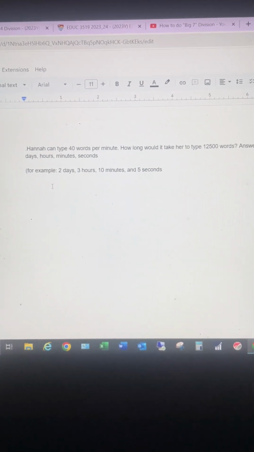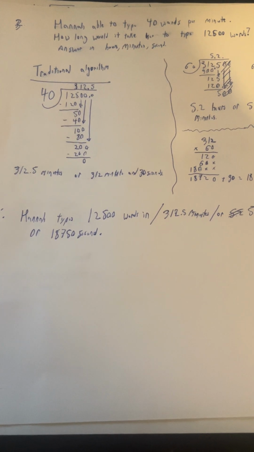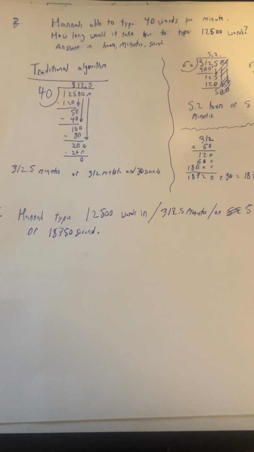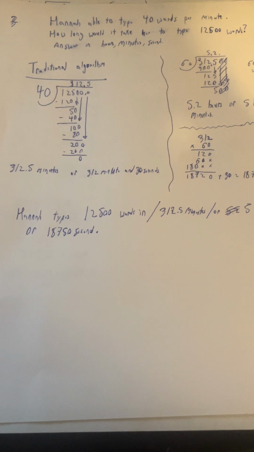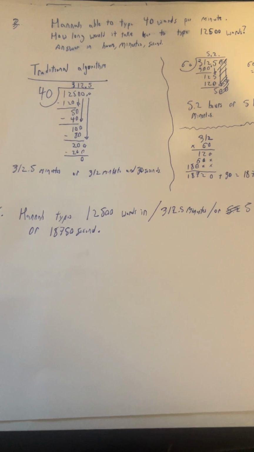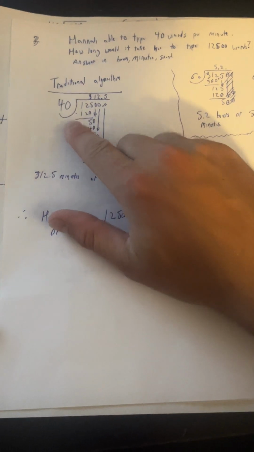So I'll start with my thinking with the traditional algorithm. The question is, Hannah is able to type 40 words per minute. How long would it take her to type 12,500 words? Answer in hours, minutes, seconds. So the traditional method, I started with long division.